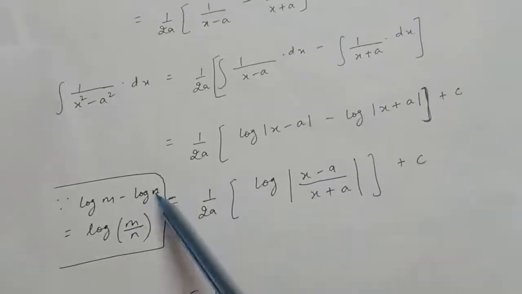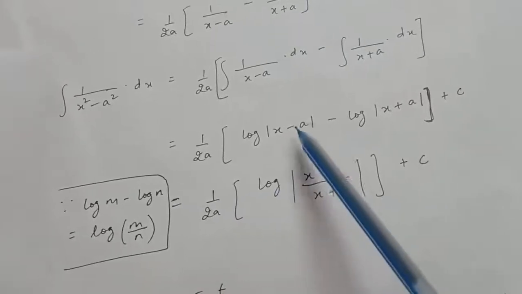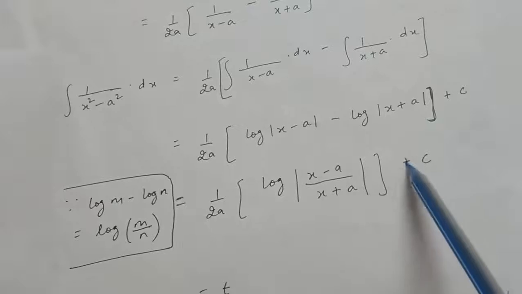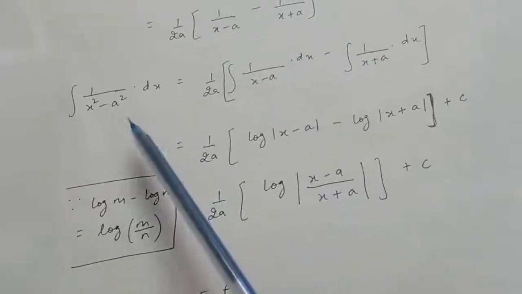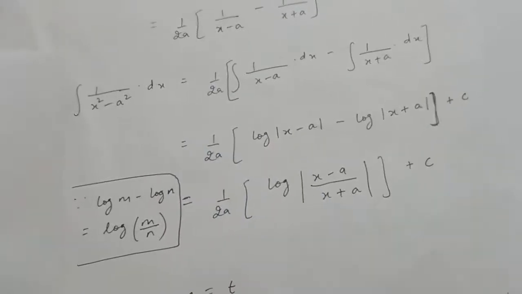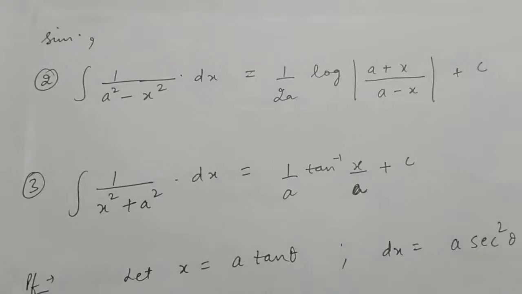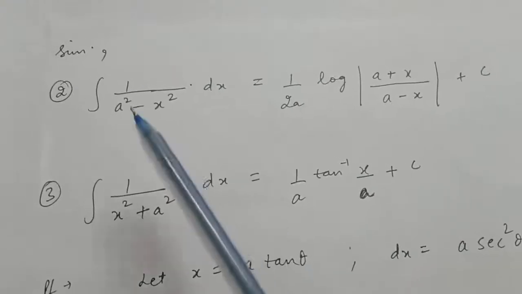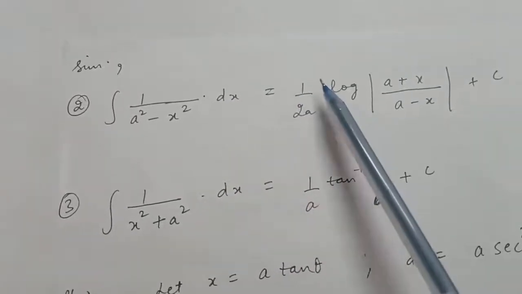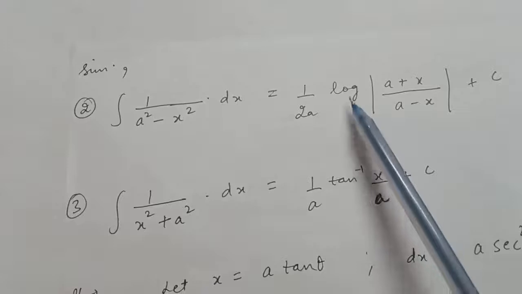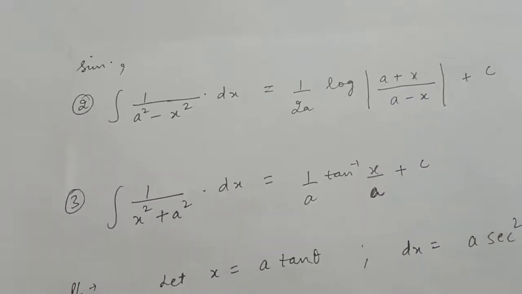Now log m minus log n is log m by n, therefore you will get 1 by 2a log mod of x minus a upon x plus a plus c, right? So the integral of 1 upon x square minus a square is this. You have to learn this. Similarly, you will get the integral of 1 upon a square minus x square into dx as equal to 1 by 2a into log a plus x upon a minus x plus c.